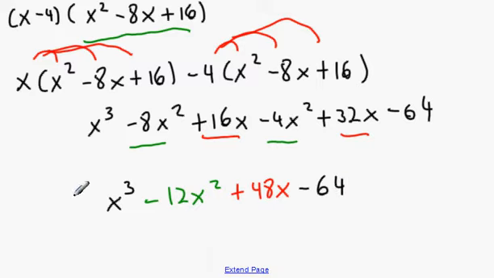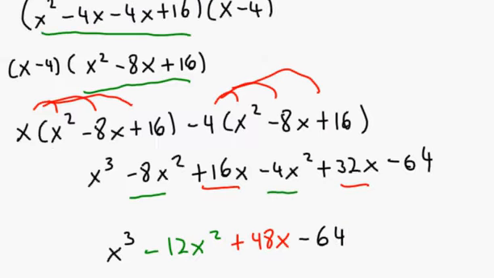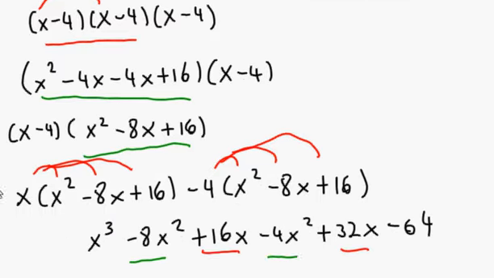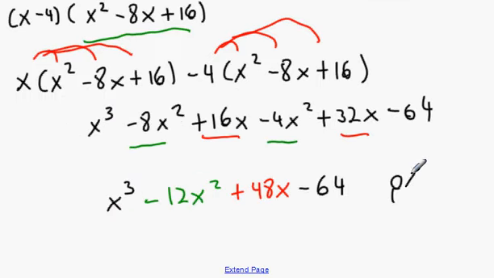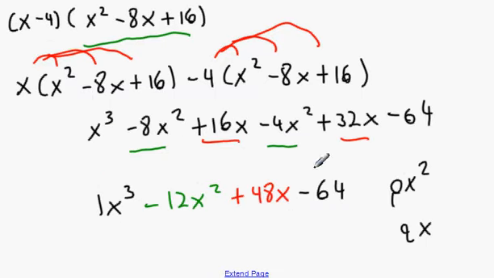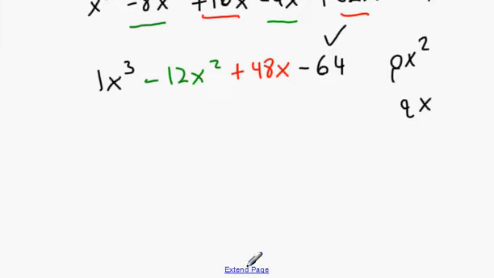We're asked to multiply this out and find the values of p and q. So we know that it's px squared and qx, don't we? Do you notice that the 1x cubed is the same as the 1x cubed up here, yeah? This minus 64 is the same as the minus 64 there. So p must be minus 12 and q must be 48.